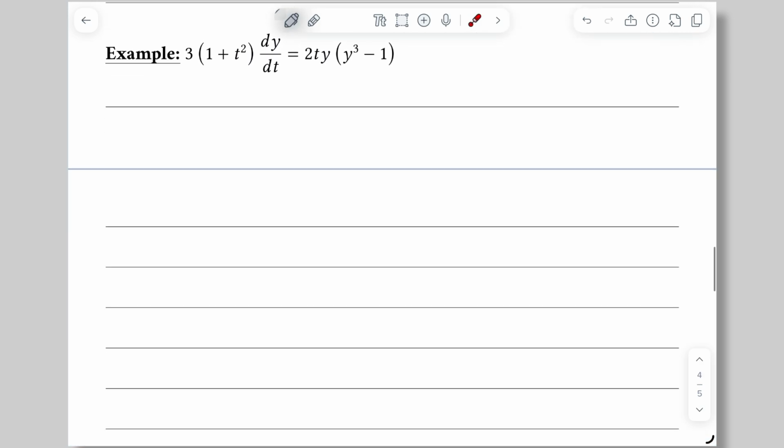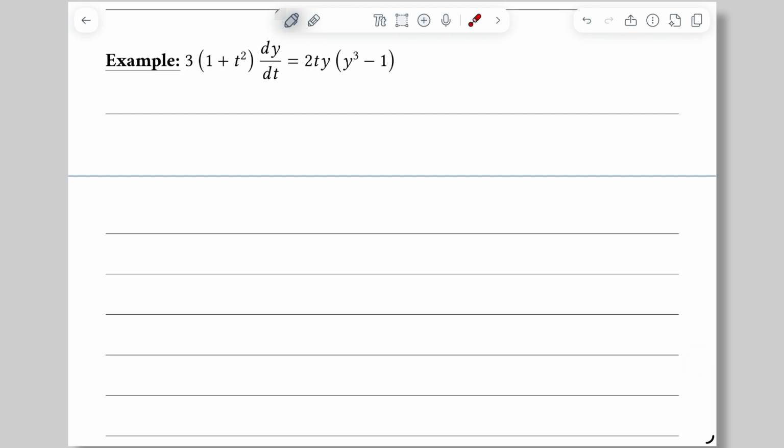Now we're going to see an example where it's not readily obvious that this is a Bernoulli equation, but it is. We have 3 times the quantity 1 plus t squared, dy/dt, equals 2ty times the quantity y cubed minus 1. Using these variables here, we're looking for an equation of the form dy/dt plus p of t times y is equal to f of t times y to the n. I'd like you to rearrange the equation that we have to fit that form, and then we'll continue.